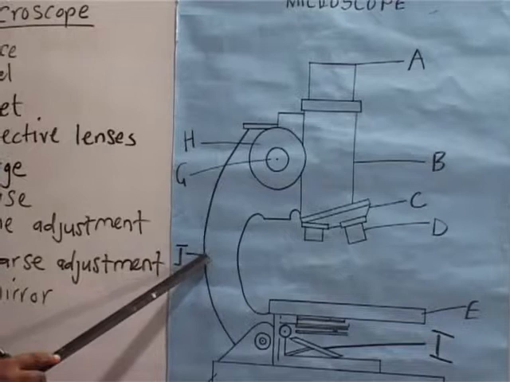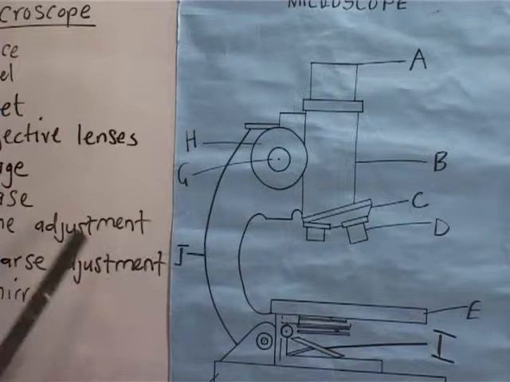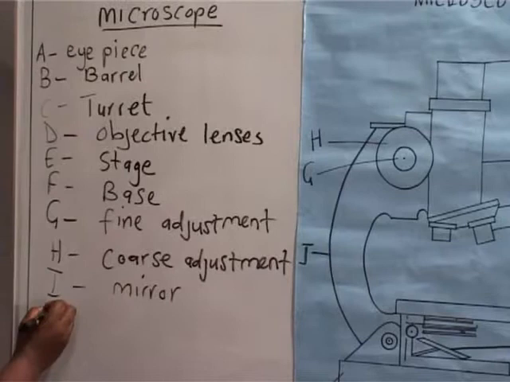What do we call this part? Part J. Good. Part J is stem. Now that we've labeled all the parts, let us now look at the function of each and every part of a microscope.